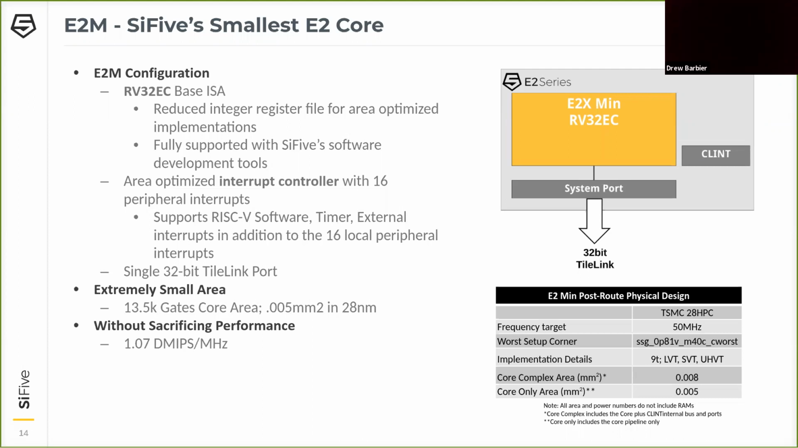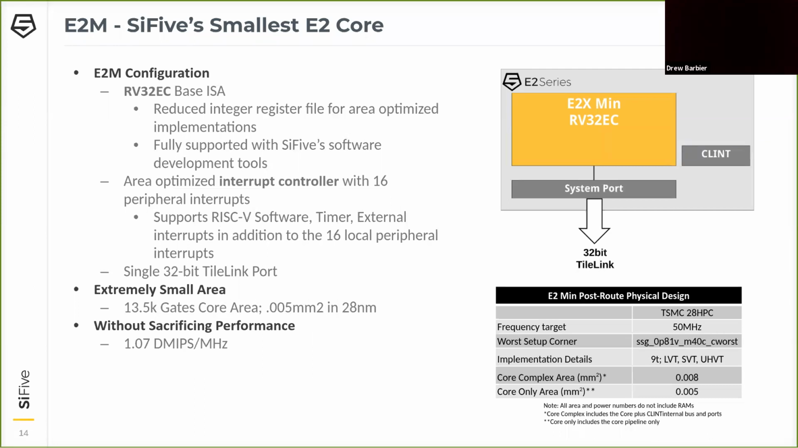We also use the area optimized interrupt controller, which still has support for up to 16 peripheral interrupts in this specific configuration. And then we have a single 32-bit TileLink interface for addressing instructions and data with the rest of the design. There's not much here, but that's the point of this configuration. It's very small, and because of that, we're able to realize an extremely small implementation that only consumes 13,500 gates, or 0.005 square millimeters in a 28 nanometer design.